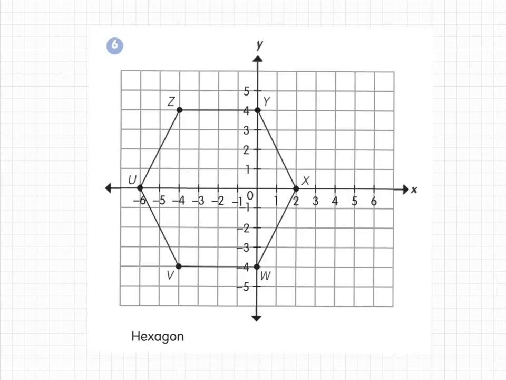And number 6 is a hexagon. Hexa is like 6 sides, so this is a hexagon here. This is what it should look like. If this is what yours looks like, that is fantastic, awesome, great job. If yours doesn't quite look like this, see if you can double check your work and find out why, and if you're still not sure, ask Miss Mercer and she'll be able to help you.